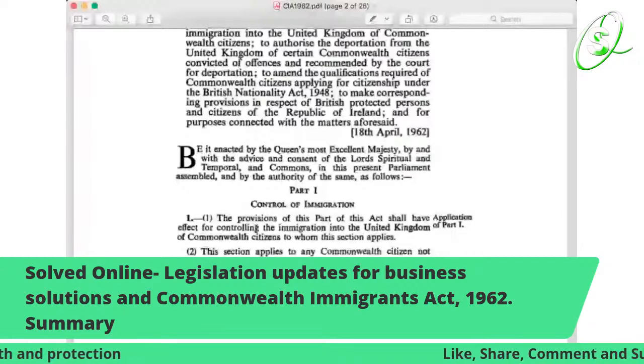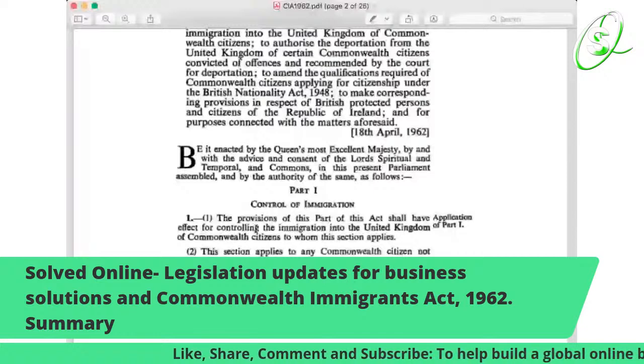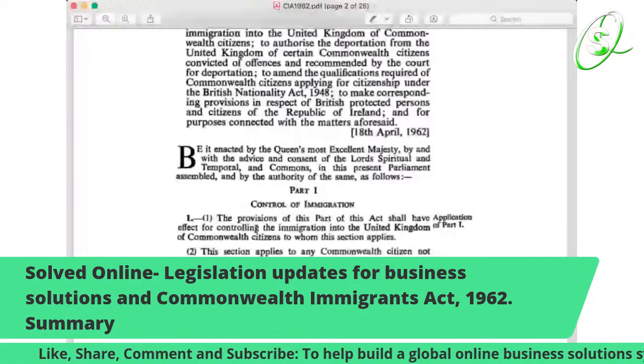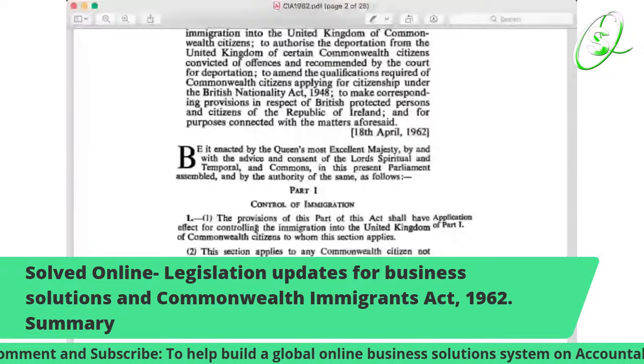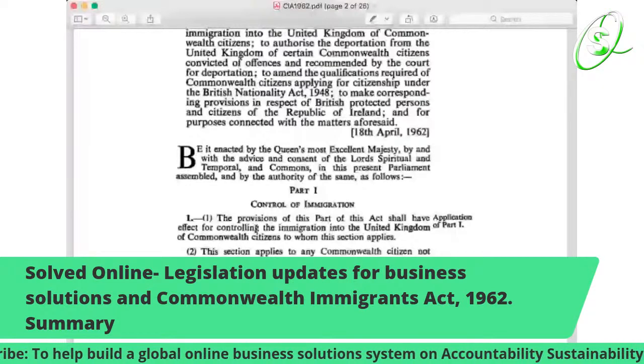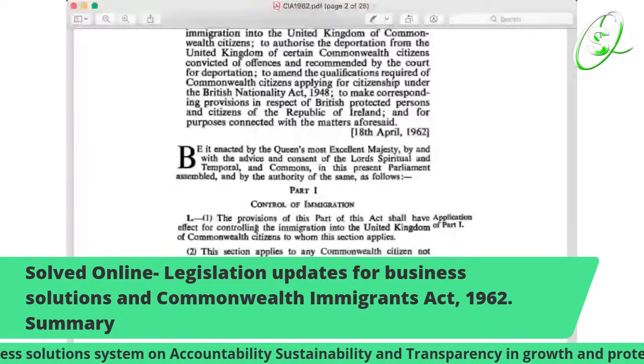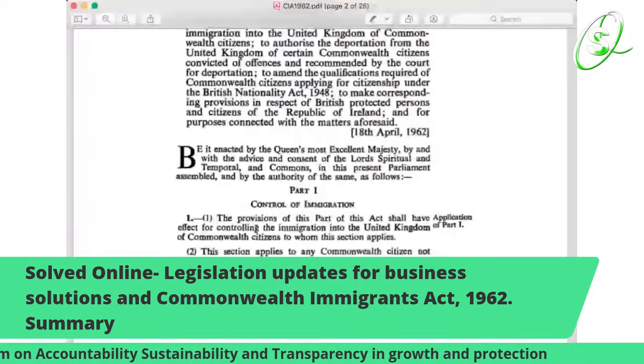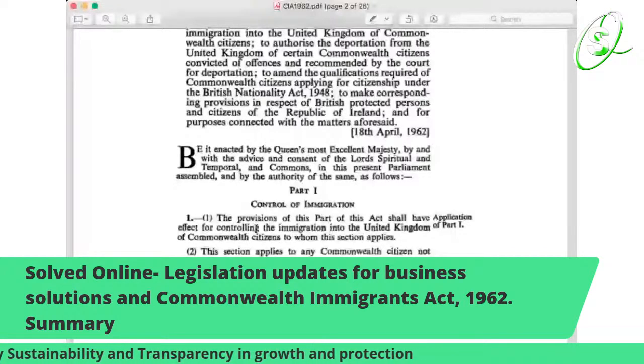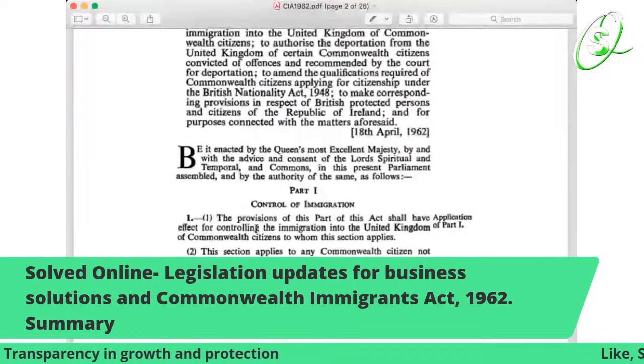So like I say, the most important things can really get out there. So it goes, control of immigration. Number 1, the provisions of this part of this Act shall have effect for controlling the immigration into the United Kingdom of Commonwealth citizens to whom this section applies.